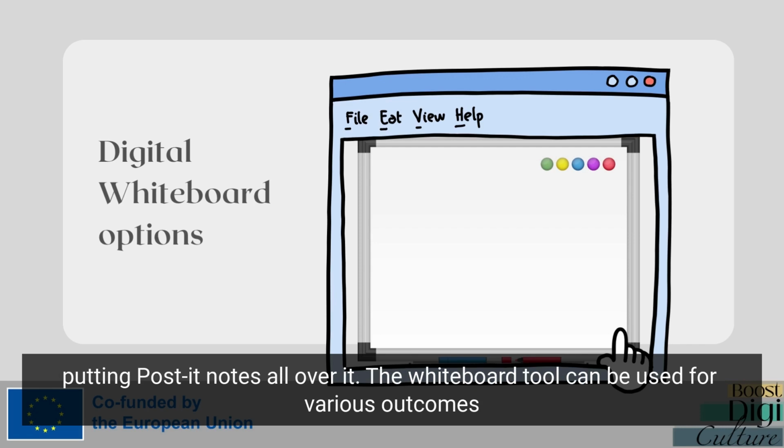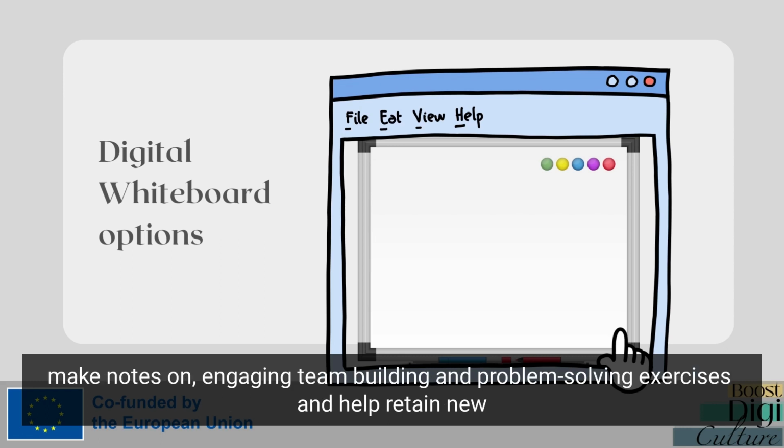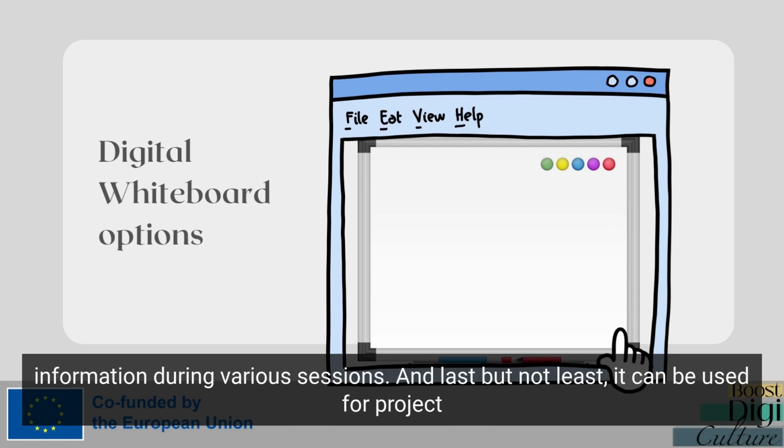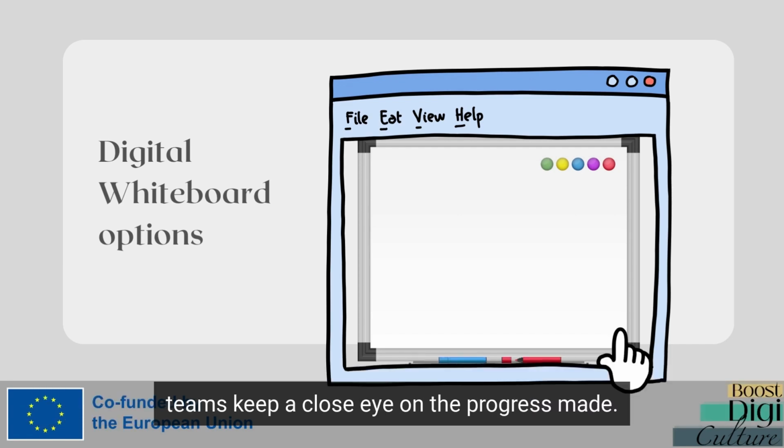The whiteboard tool can be used for various outcomes, such as training for new hires of the museum, with simple visual diagrams that they can amend and make notes on, engaging team building and problem-solving exercises, and help retain new information during various sessions. And last but not least, it can be used for project management by streamlining the sharing, review, and editing of project roadmaps, and help teams keep a close eye on the progress made.